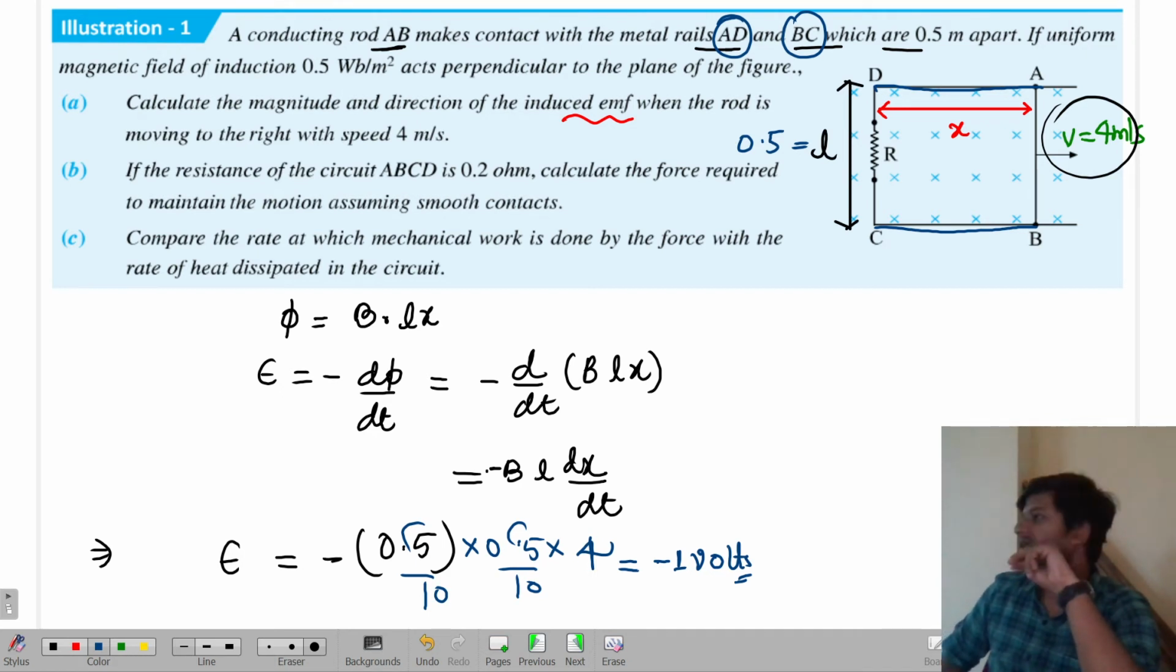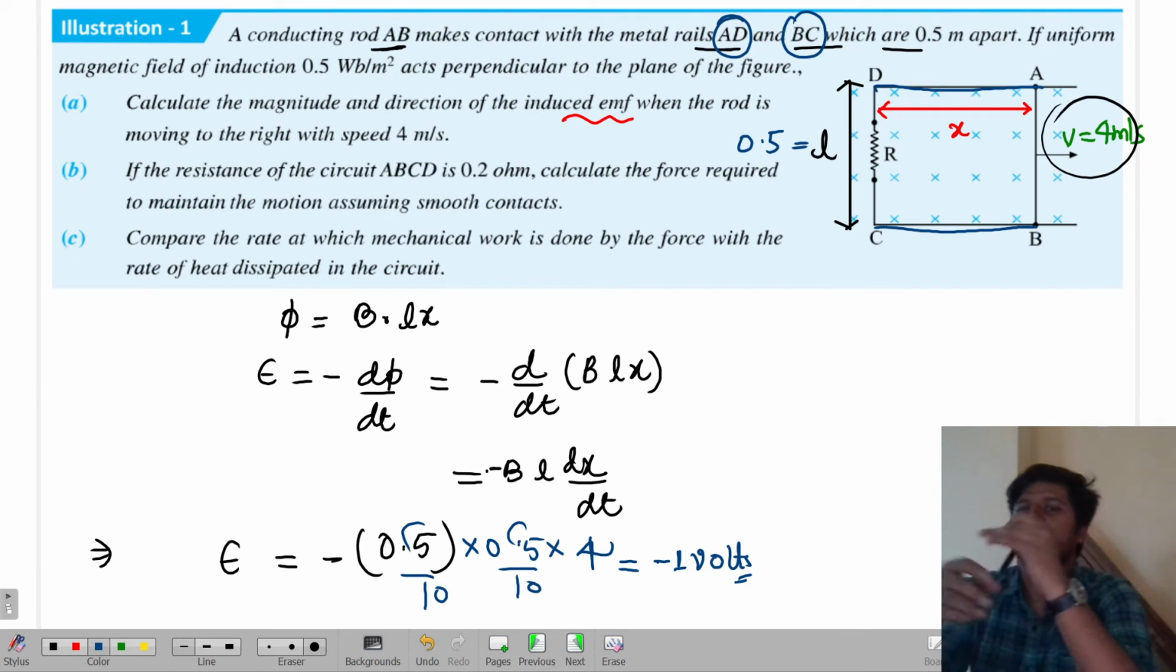So here, what is generated? EMF is generated or not? So can we call this a generator or not? And which kind of rule will I use? Left hand rule or right hand rule? For a generator it is the right hand rule. For a motor it is the left hand rule. Fleming's left hand rule for motors. For generators, Fleming's right hand rule.